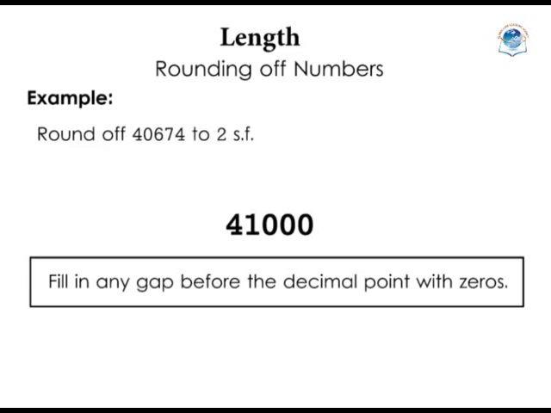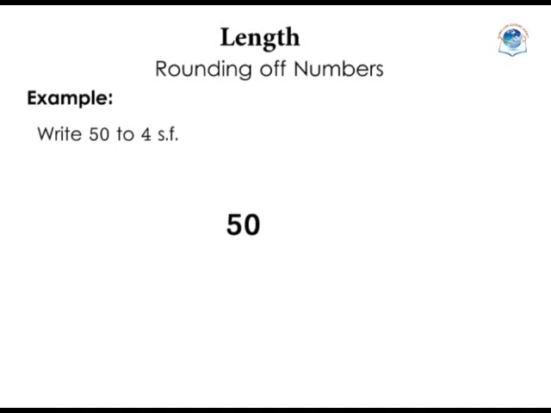And lastly, write 50 to 4 significant figures. In this number, there is only one significant figure, 5. Where do we get the other significant figures? If we put 0.0, then it makes all the digits significant, including the 0 that was initially not significant. So we have 3 significant figures. To get the fourth, we add another 0 after the decimal, and so we have 50.00.